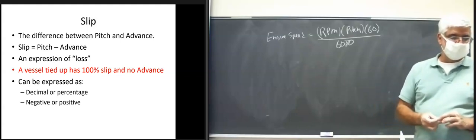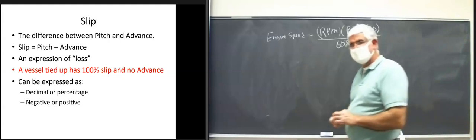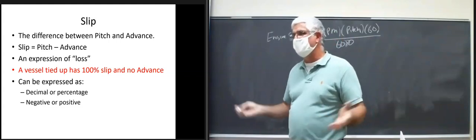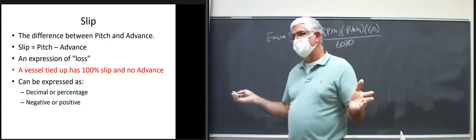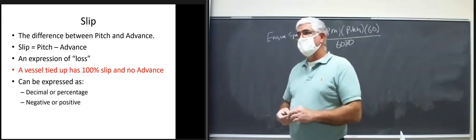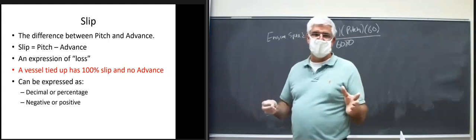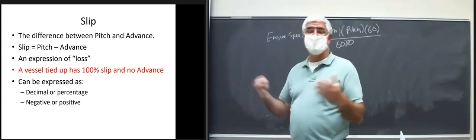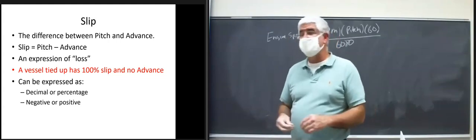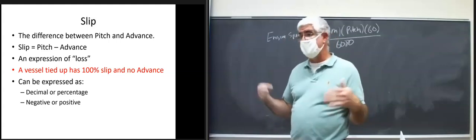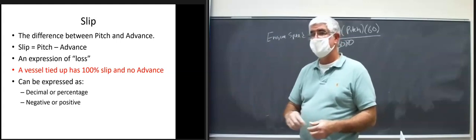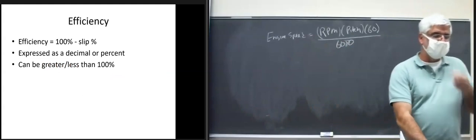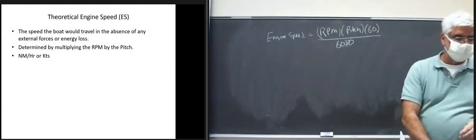An expression of loss. Think about it like this. If you're tied up to the dock, and you engage the propeller and start spinning it, you're not going anywhere. You have 100% slip because you're not moving. If the propeller is making turns for you to make 10 knots, but you're making 9.8, you have loss. That's slip. If the propeller is making turns to propel you at 10 knots, but you're making 10.2, you gain something somewhere. You've got wind or current behind you. That's negative slip. Anyway, efficiency is 100% minus slip. Let's just do a problem.